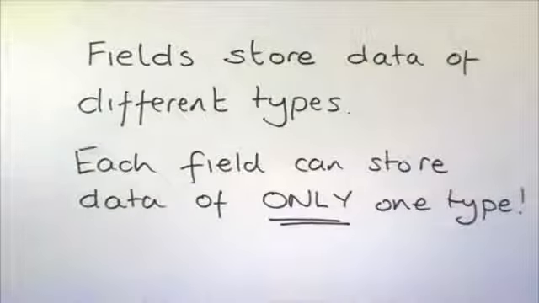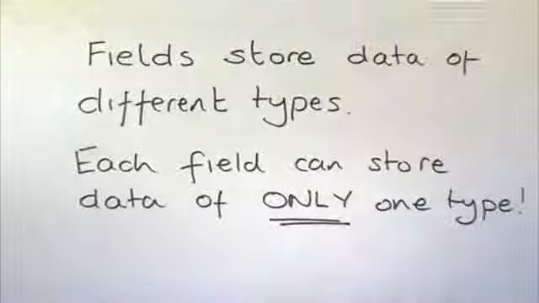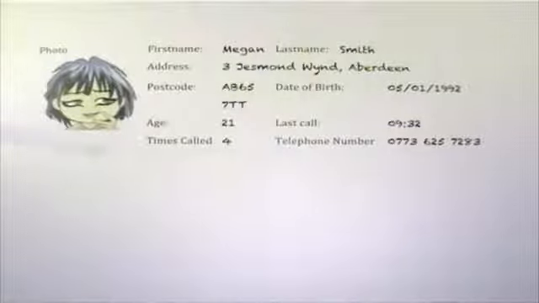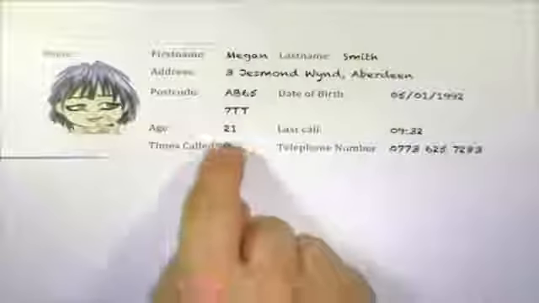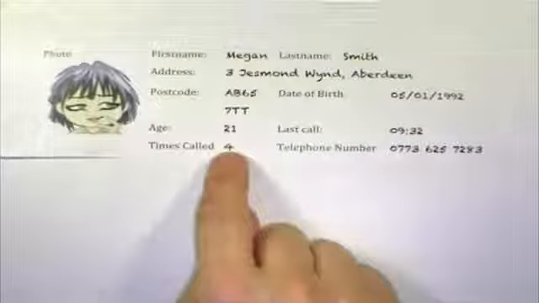Let's have a look at a new and improved version of Bob's address book. This view of the database shows just one record, the one about Megan that we looked at earlier. But Bob has now added a photo of Megan, her age, the time he last called her, and how many times he's called her in the past.